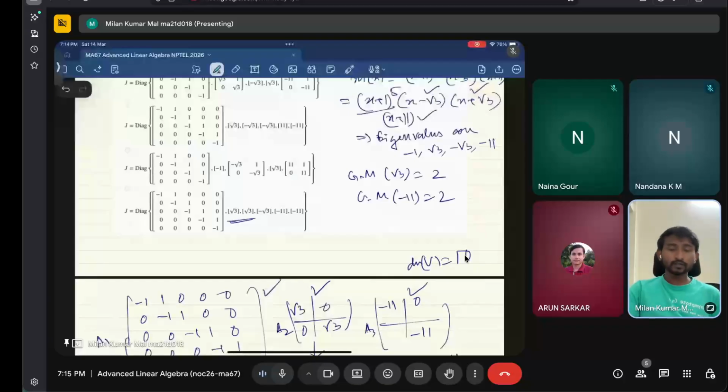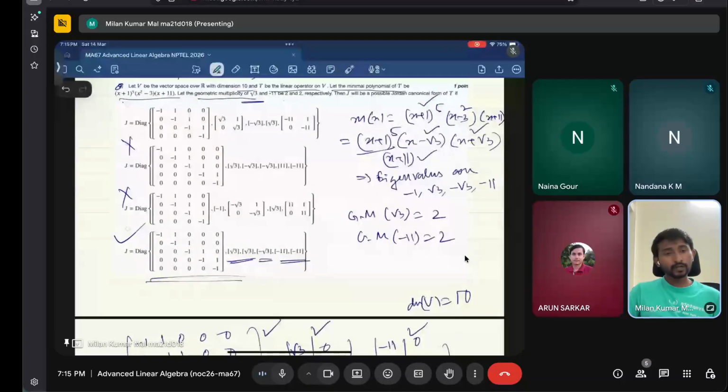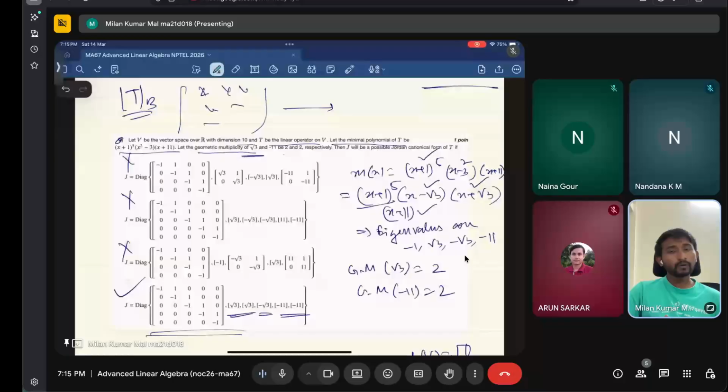Suppose you are given all this information, what is the information given? Information given is the minimal polynomial and the geometric multiplicity of two of the eigenvalues, not all of them. Still we are able to get exactly the Jordan canonical form. Sometimes it happens that we are given the characteristic polynomial, minimal polynomial, and geometric multiplicity, and still you will not be able to find a single Jordan canonical form. Sometimes geometric multiplicity also does not help you to exactly find the Jordan canonical form.